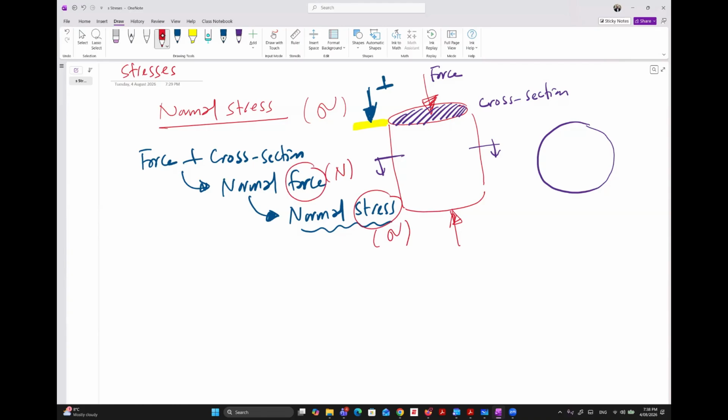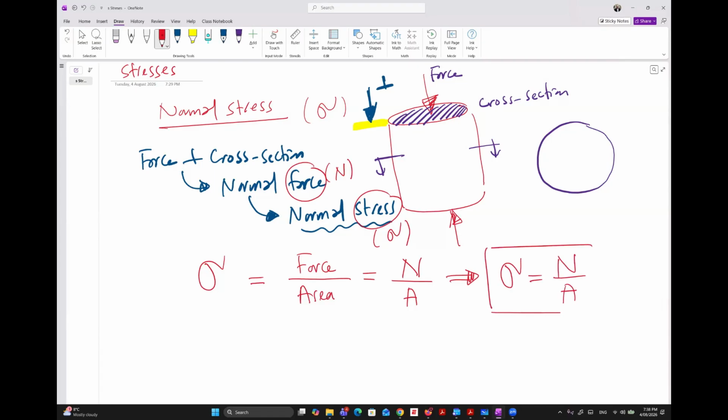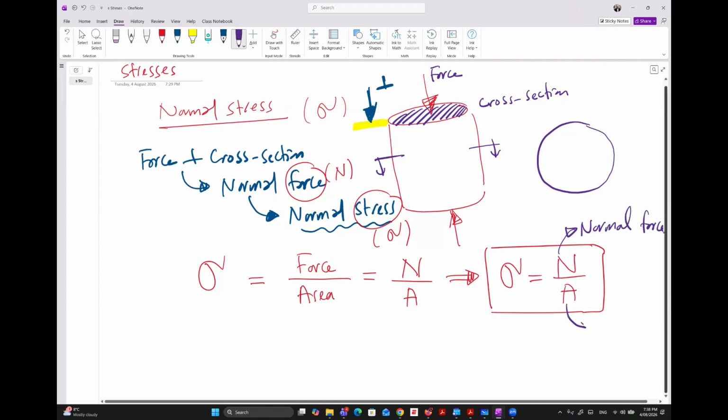I think you have learned about this before in the footing design. The relation is any stress equals the force over the area. So the force in this case is N, the area in this case is A. So what is the formula for normal stress? Sigma equals N divided by A. So this is the formula you need to understand, where N is the normal force and A is the cross-sectional area. Okay? Do you understand this part?